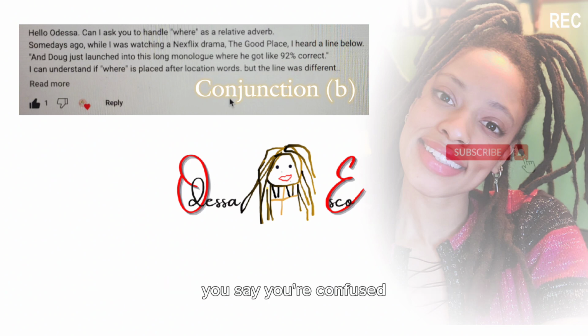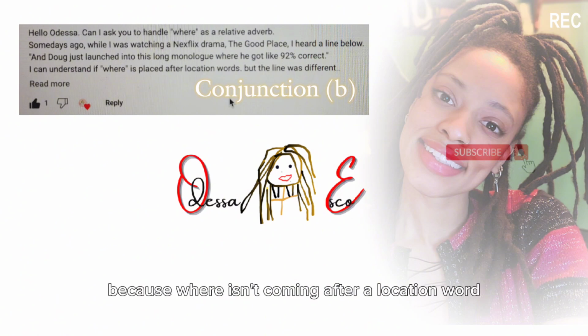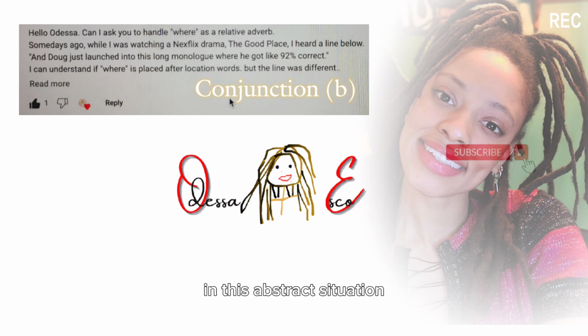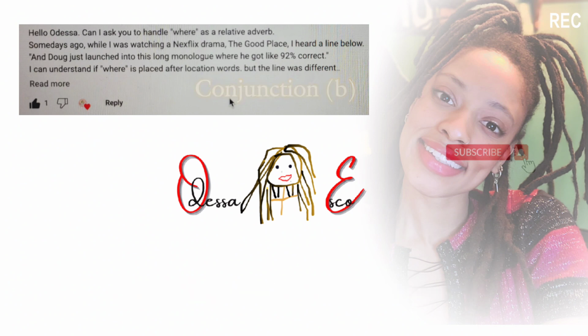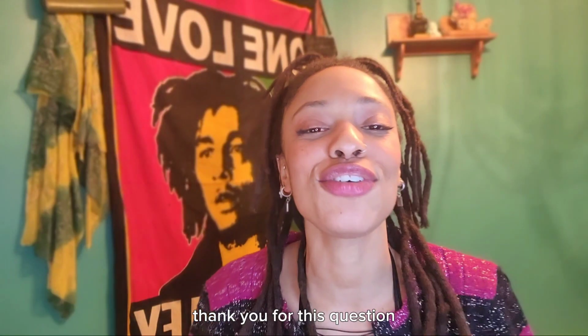You say you're confused because where isn't coming after a location word. In this abstract situation, the location is Doug's monologue. So that is the place or the location word in this abstract situation, and that's why we use where following. Where did Doug get 92% of what's happening in The Good Place correct? In his monologue.